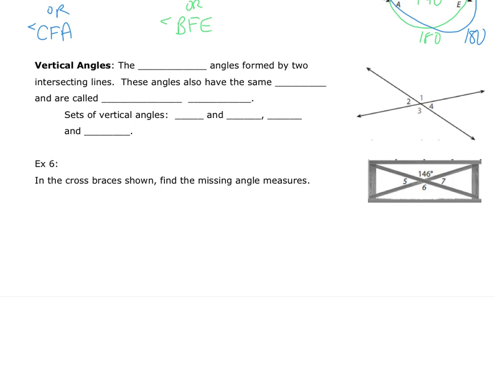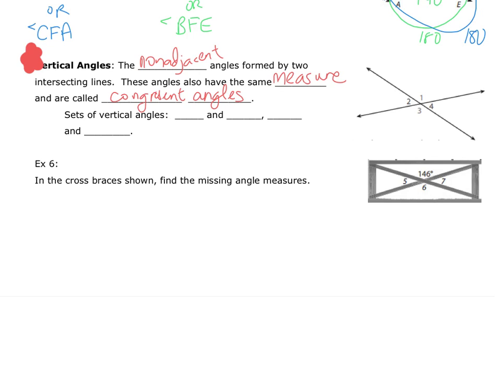Now we are finally on to our vertical angles and our last definition we've got in these notes. So vertical angles is a very common one you're going to see throughout the year. Vertical angles are angles that are non-adjacent, so they're not right next to each other, they do not share everything in common. And they are just formed by 2 intersecting lines. These angles also have the same measure and are called congruent angles.